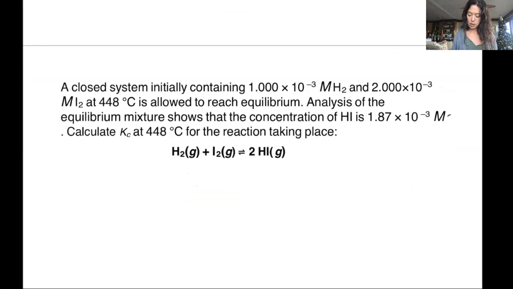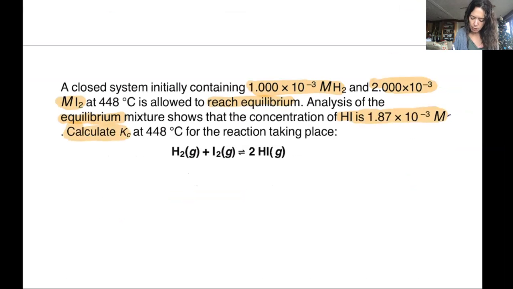Now, what we're going to look at is this practice problem right here. We've got another equilibrium system. Let's look at the data. With a closed system, we've got initial amounts of hydrogen, initial amounts of iodine. It is at a given temperature, and they are going to reach equilibrium. At equilibrium, we see that we have a particular concentration of HI, and our job is to calculate Kc.